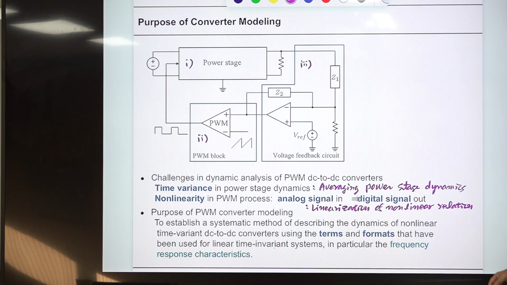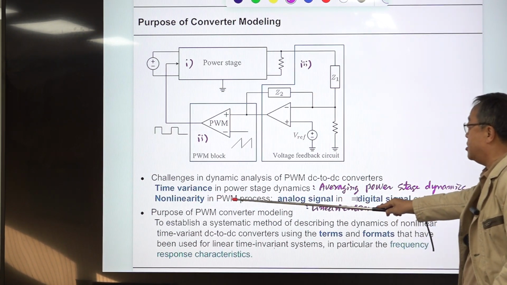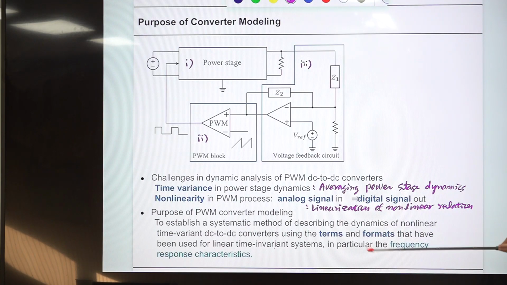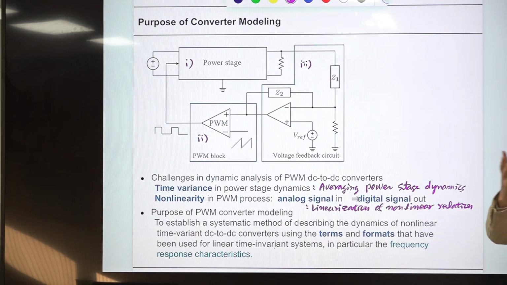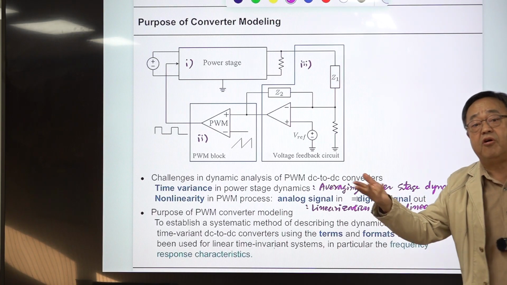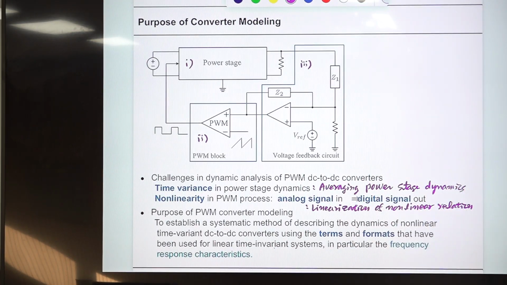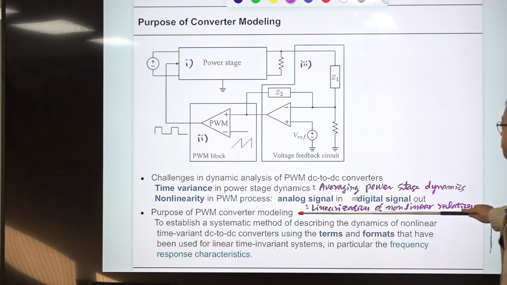So we may apply the averaging technique to obtain the average power stage dynamics. We will be using this to deal with the nonlinearity in the PWM process. And there will be additional nonlinear relationships which come up during the averaging process of this power stage. For example, two time-varying variables will be multiplied together during the averaging process, and it generates another nonlinear relationship. So we should average all the nonlinear relationships existing in the power stage and controller. And for that purpose, we'll be using the linearization technique to deal with nonlinear relationships.